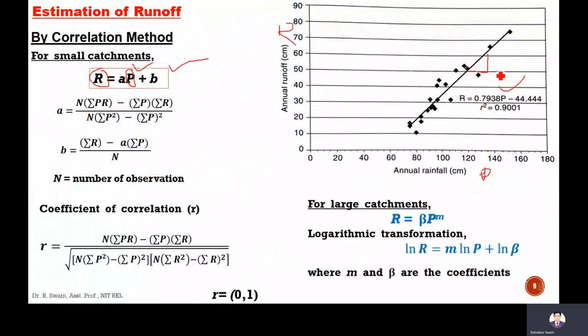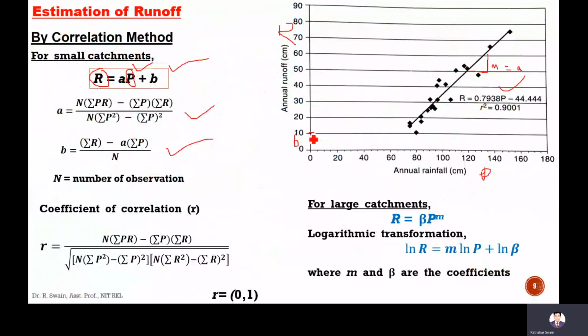And if you plot on graph paper, you can get the slope M and the intercept. In the form Mx plus C, the intercept is the B value and the slope M is the A value. Or if you don't have graph paper and want to calculate, you can use these formulas to calculate A and B, which are the intercept and the slope.